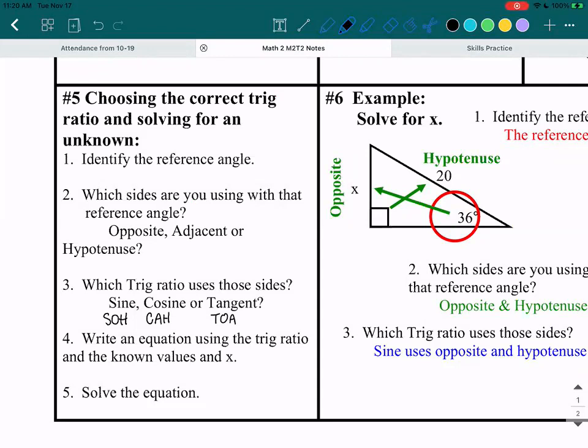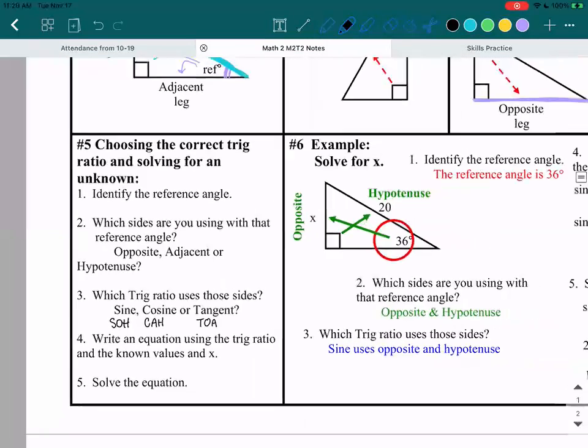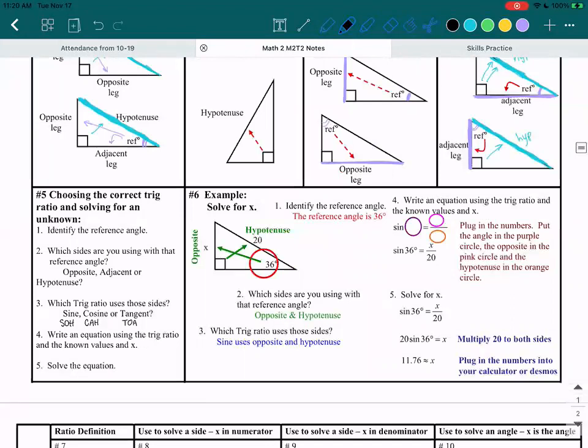And then after that, you write an equation using the trig ratio and the known values and x. Then you can solve the equation. Box number 6 is an example, so let me zoom out. Say we give you this problem with this triangle: this angle is 36 degrees, the x is on the opposite side, and the hypotenuse is 20.